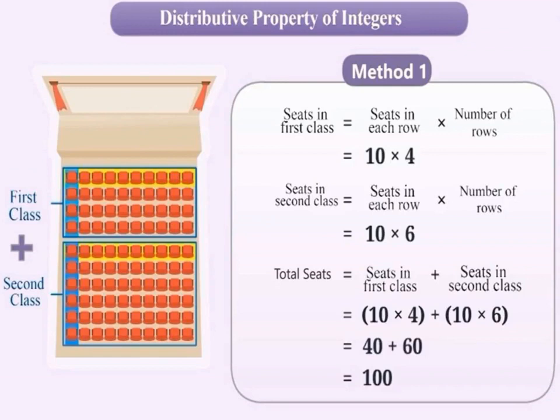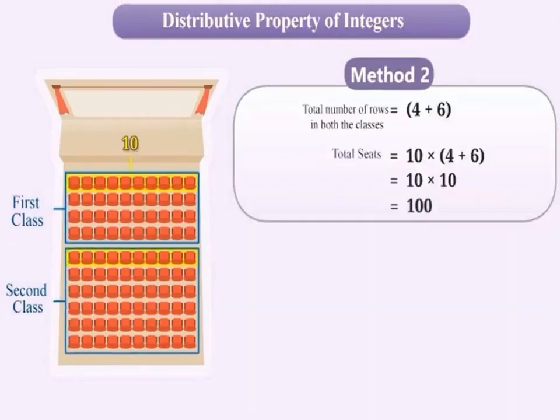you can simplify the integers in the second box. 10 into 6 equal to 60. Then 40 plus 60 equal to 100. So how many total seats are there in an auditorium? 100 seats are there. So we calculated total number of seats using one method, and now we calculate using another method.